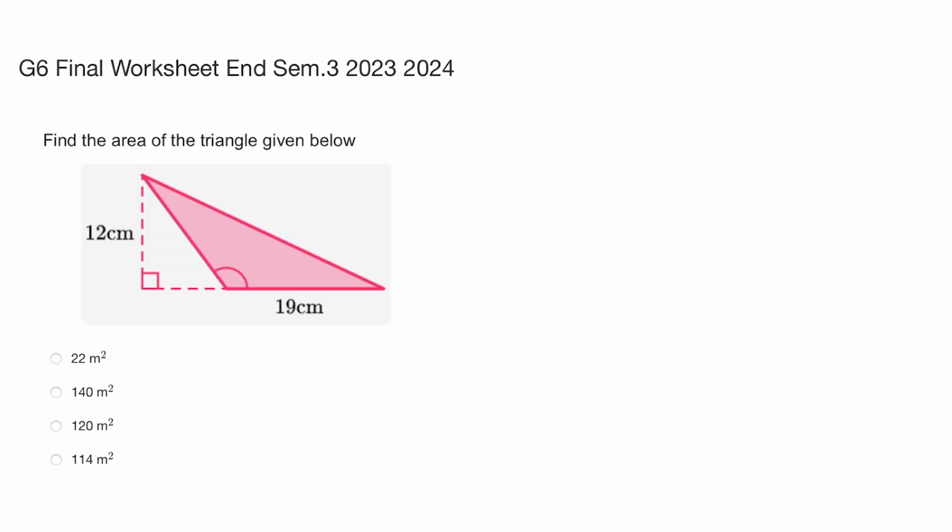Find the area of the triangle given below. The area of a triangle equals base times height divided by 2. So it's 19 times 12 divided by 2. Simplify. 19 times 6 equals 114.